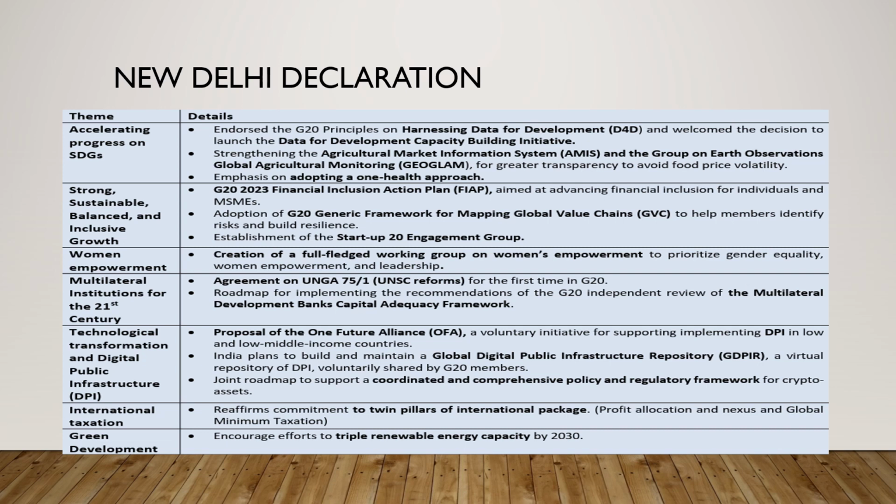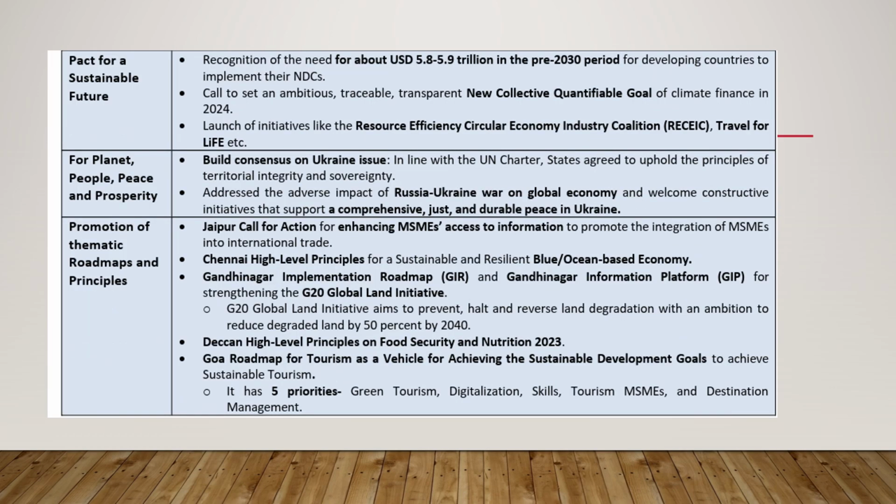And here we have international taxation. It reaffirms commitment to the twin pillars of the international package, which are profit allocation and nexus, and global minimum taxation. Then we have green development. It encourages efforts to triple renewable energy capacity by 2030. Let's move forward. Then we have act for a sustainable future.